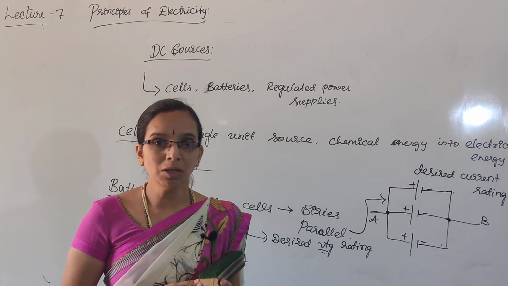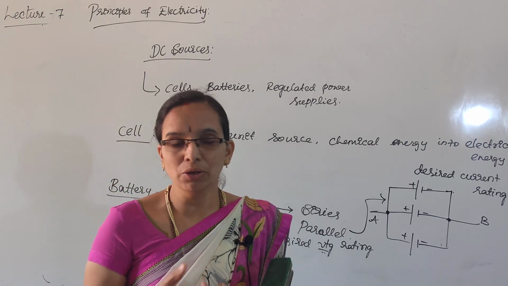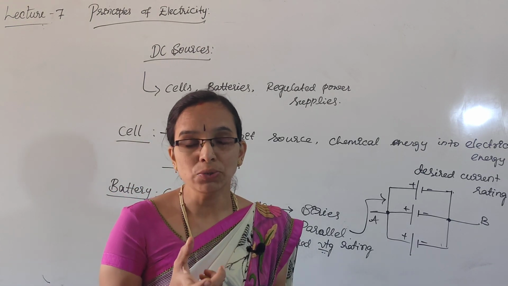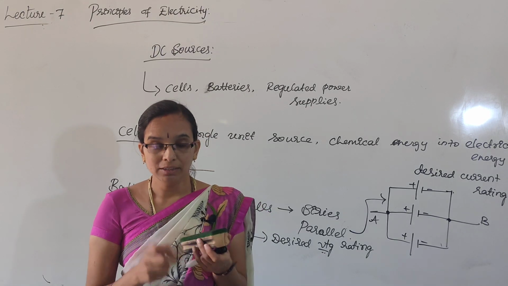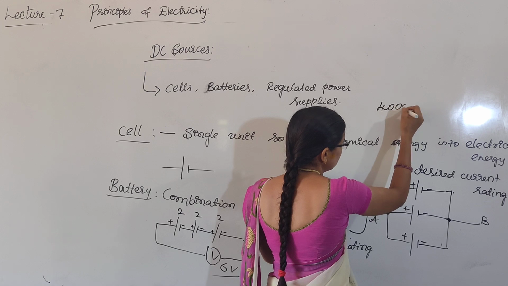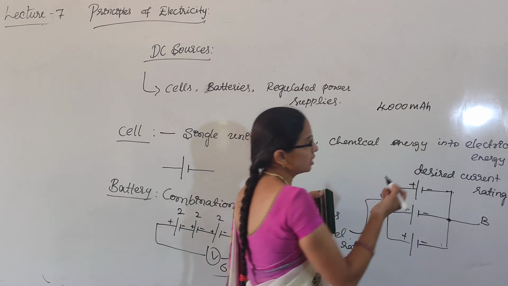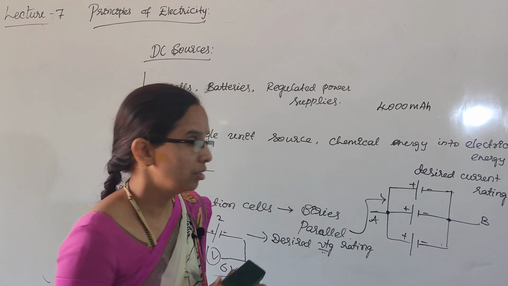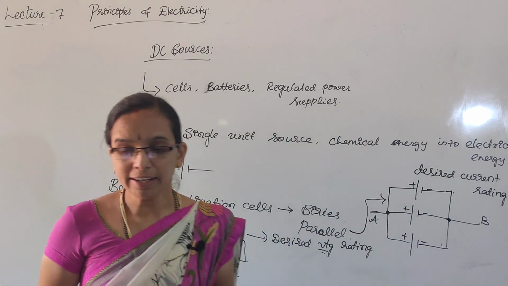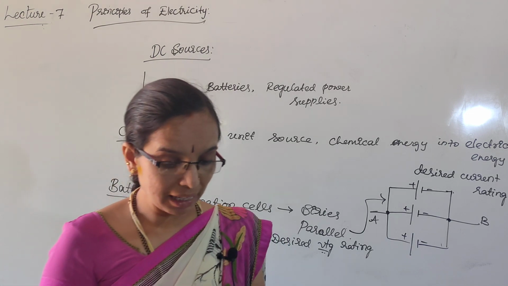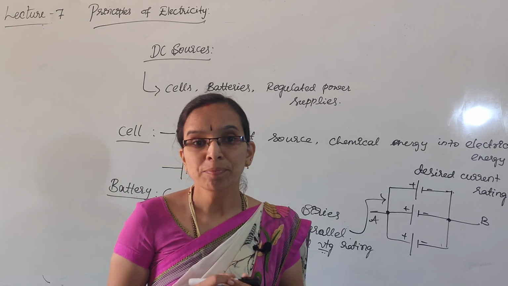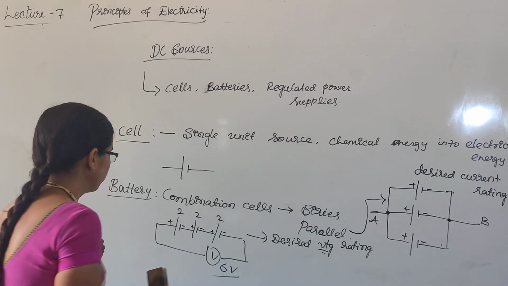You might have seen on mobile batteries, if you check the battery in your mobile phone, the rating is mentioned, something like 4000 milliampere hour, which is the current rating of the battery. So wherever the current rating is required, they will use parallel combination. Wherever the desired voltage rating is required, they will use series combination. Okay.